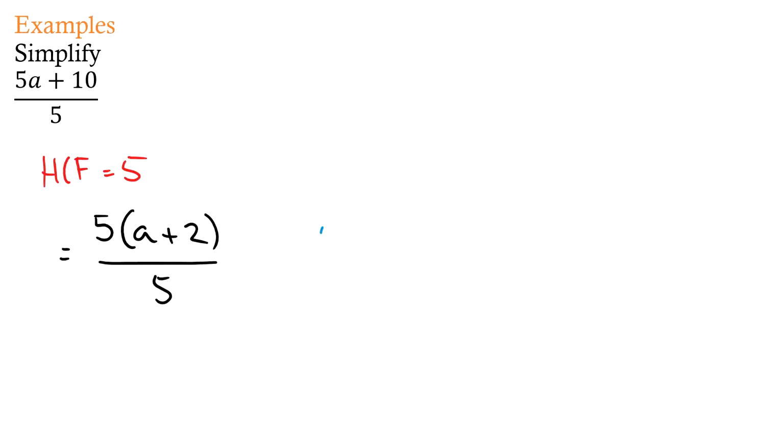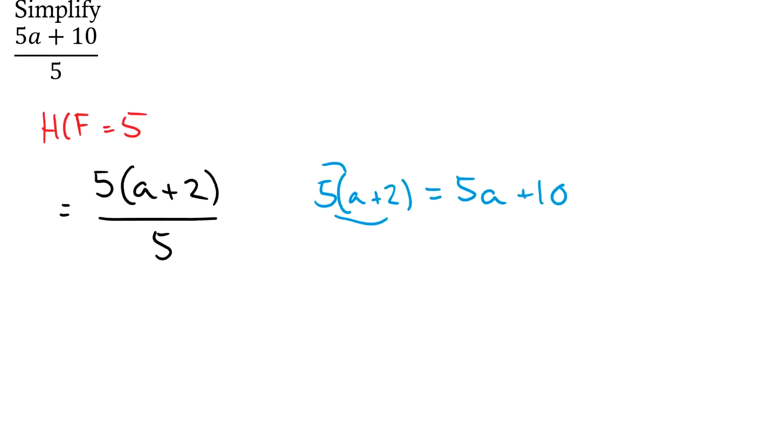Now if I wanted to just make sure I did factorize that correctly, I can quickly just expand it out to make sure I get the original. So 5a plus 10, which was the original numerator, so that makes sense. That's a correct factorization. Now I notice that 5 and 5 are shared on the numerator and the denominator, so they can cancel out, and I am left with a plus 2. You don't really need the brackets at this stage. And that's the fully simplified fraction.